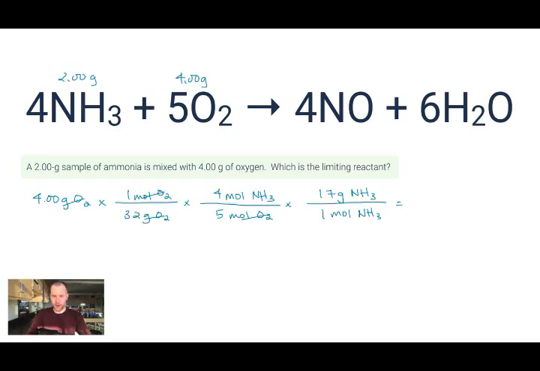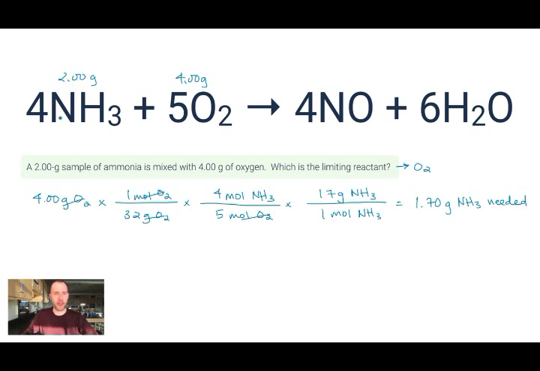So I've got 4 grams times 4 times 17 over 32 over 5. I'm skipping over the ones because they don't change your math too much. And what I end up with is this: 1.70 grams of NH3 is needed. Well, let's look at how much NH3 is available. 2 grams. Well, that's more than 1.7 grams, and that's all I need to react all 4 grams of oxygen. So what that means is NH3 is my excess reactant, and O2 is therefore my limiting reactant. All 4 grams of O2 will react with only 1.7 grams of the other reactant. There's more of the other reactant there.